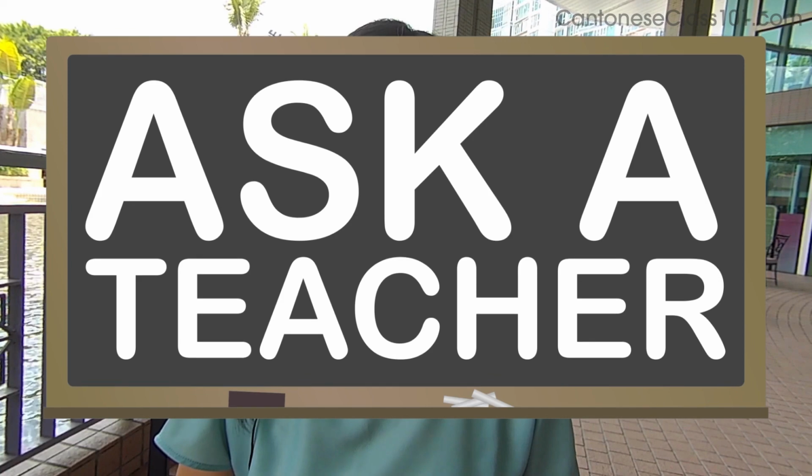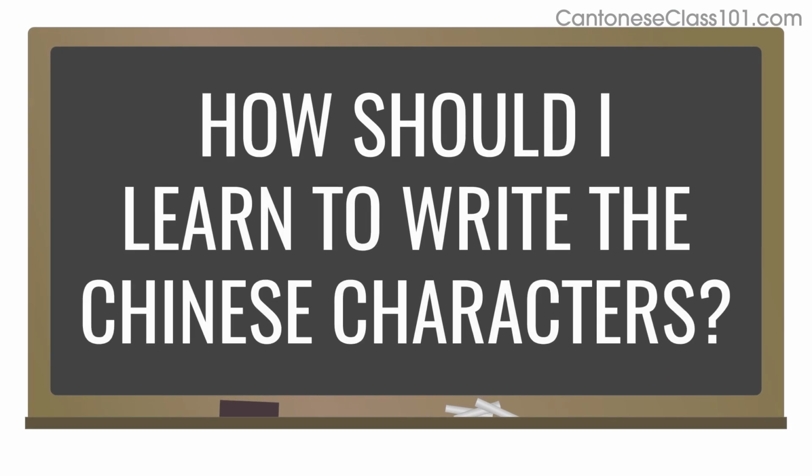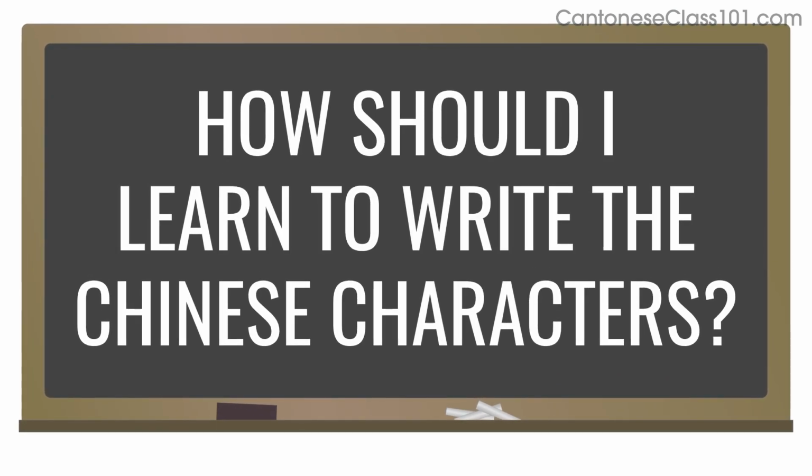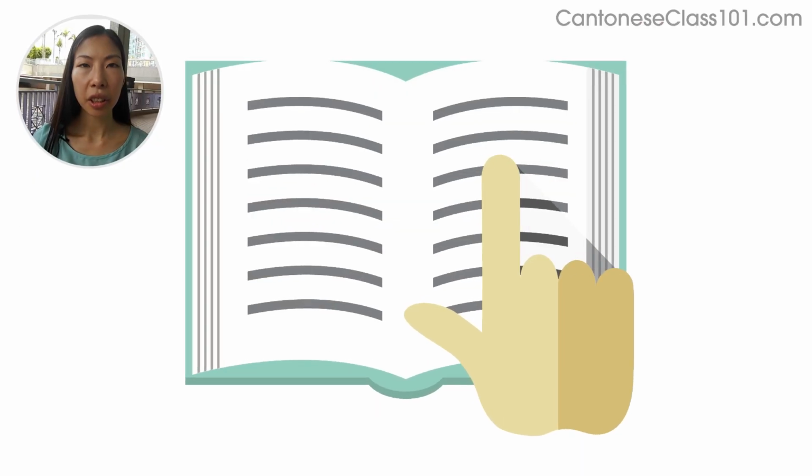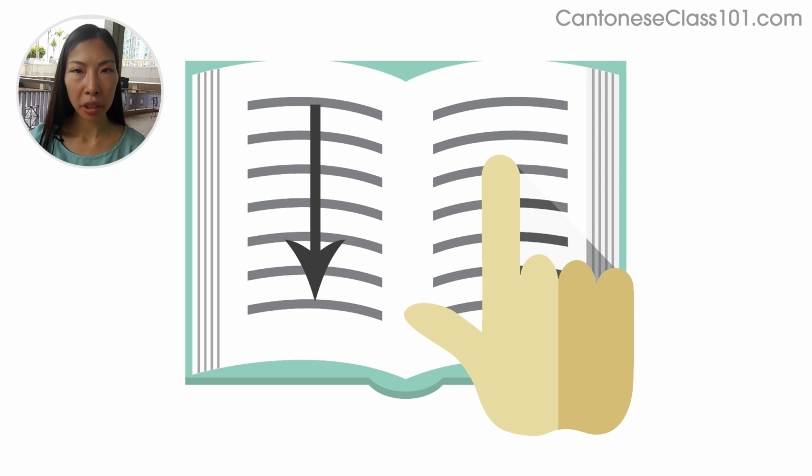Hi everybody, Olivia here. Welcome to Ask a Teacher, where I'll answer some of your most common Cantonese questions. The question for this lesson is, how should I learn to write the Chinese characters? Modern Chinese uses the familiar Western layout of horizontal rows from left to right, read from the top of the page to the bottom.